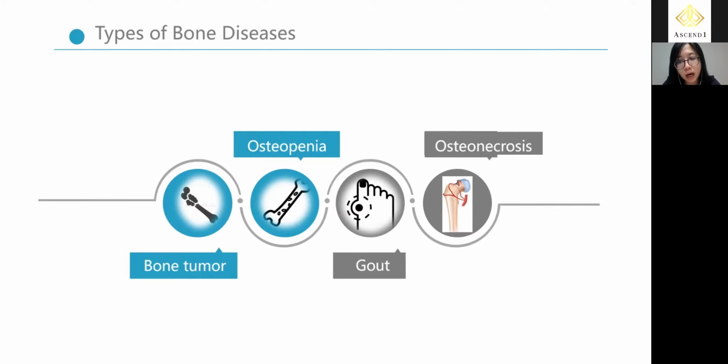Osteonecrosis, in other words, is bone death, which means the death of the bones. Without blood, the bone tissue will die. Once the bone tissues die, the bones will weaken and collapse. That's how osteonecrosis happens.